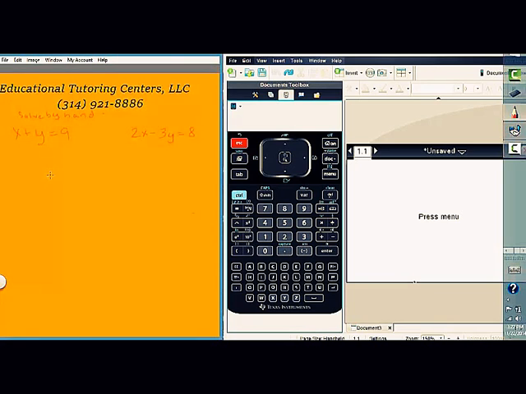I am going to use the substitution method. On the left side of my screen here, I'm going to solve it by hand, and then on the right side, show you how to use this wonderful TI Nspire calculator.